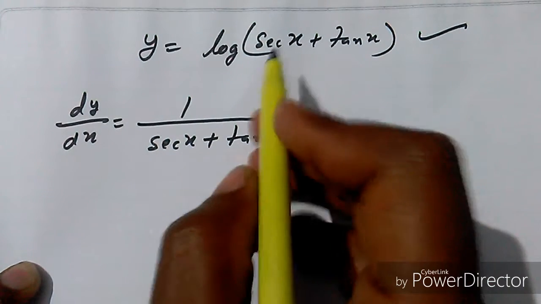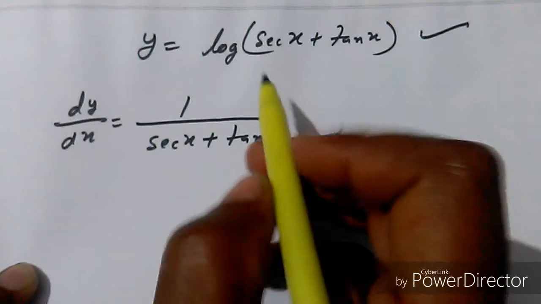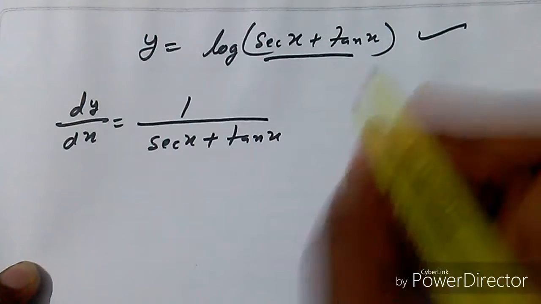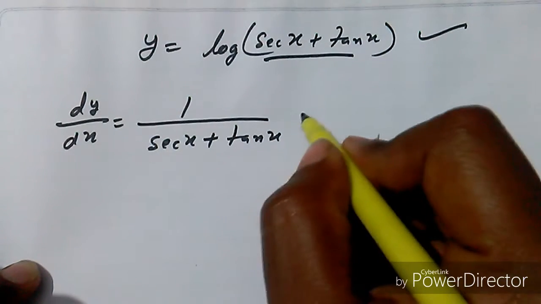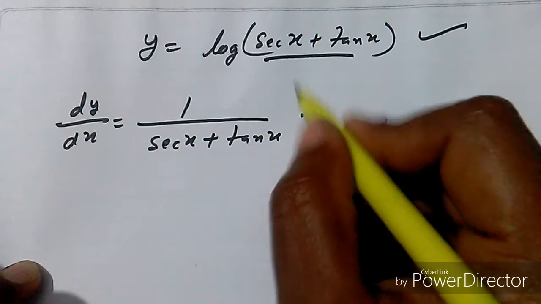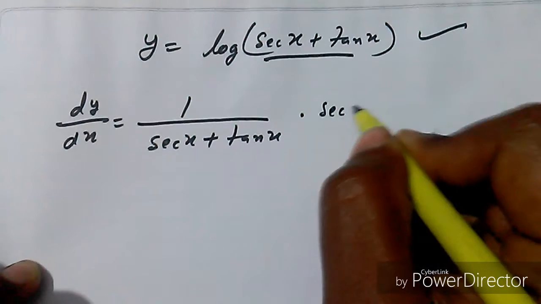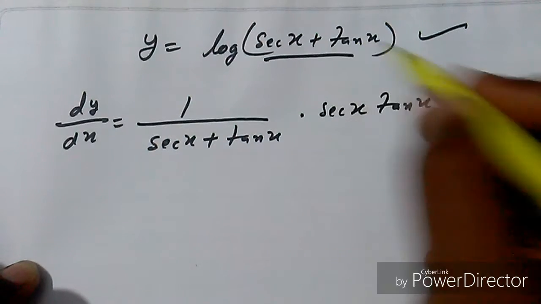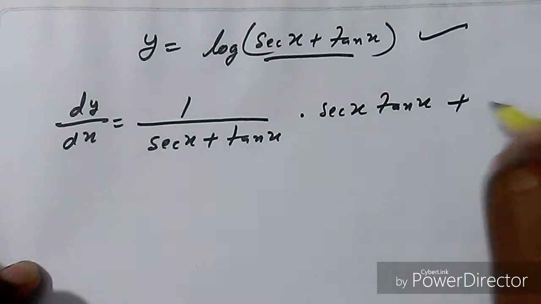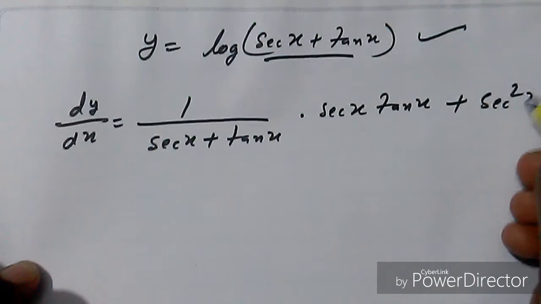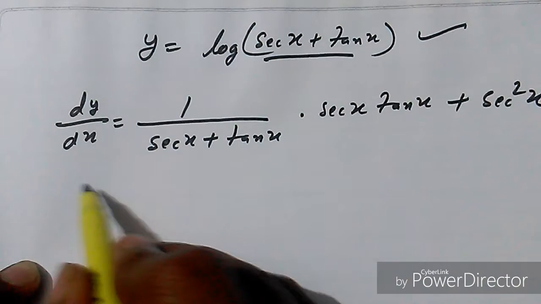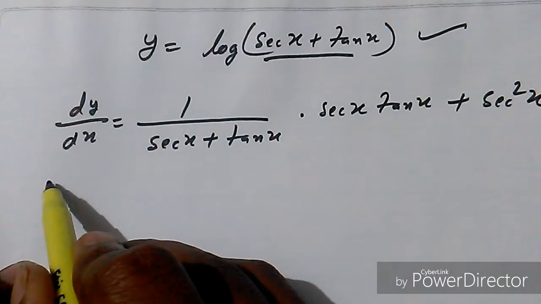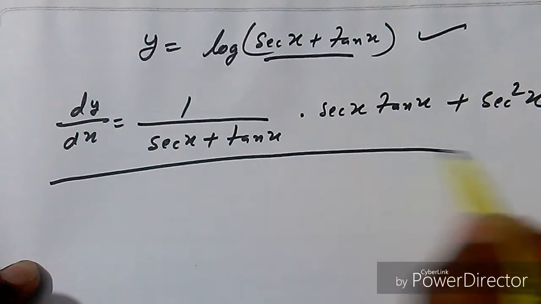Okay my friends, now we differentiate the internal function, that is sec x plus tan x. The derivative of sec x is sec x tan x, and the derivative of tan x is sec square x. That is the complete derivative.